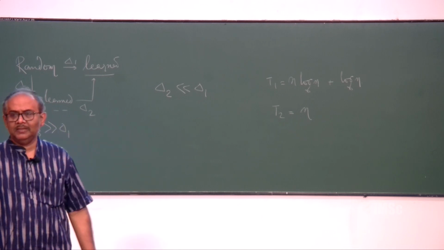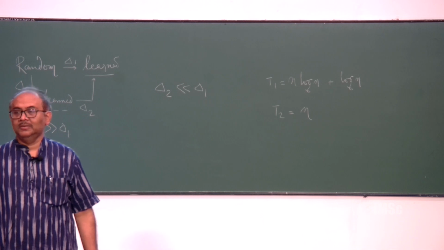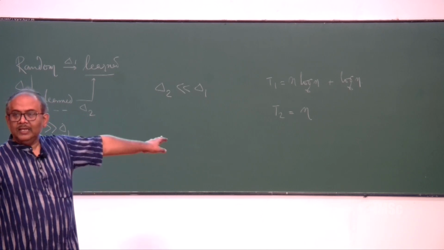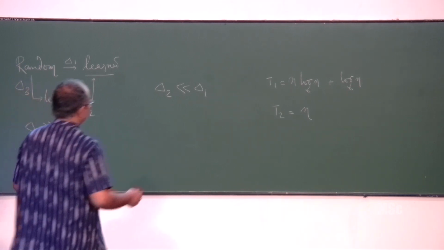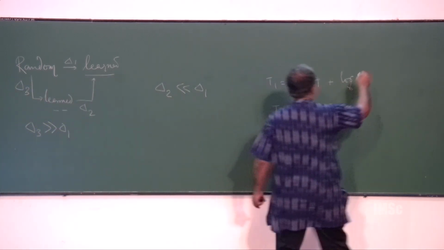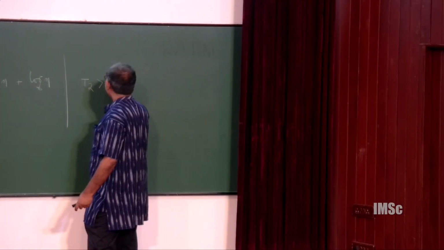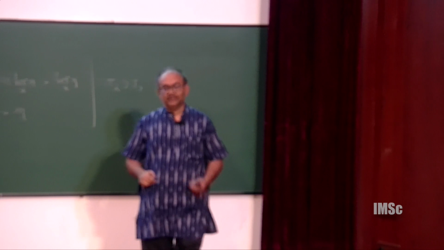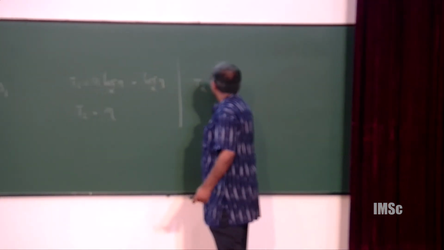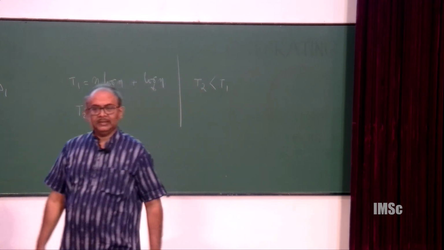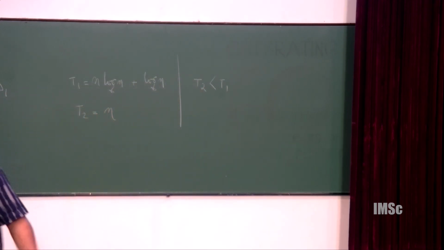Immediately I see T1 is bigger than T2. T2 is just n. So, is there any doubt, even for those people who are humanities people, that T2 is less than T1? Is there any doubt? This is class 5 or 7 or 8 level maths, that T2 is less than T1.